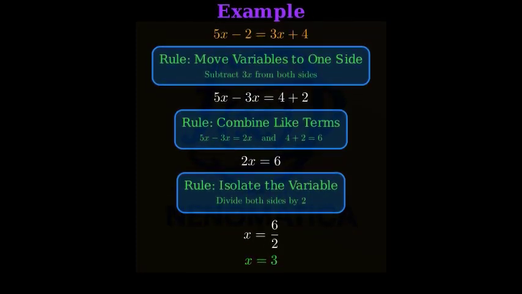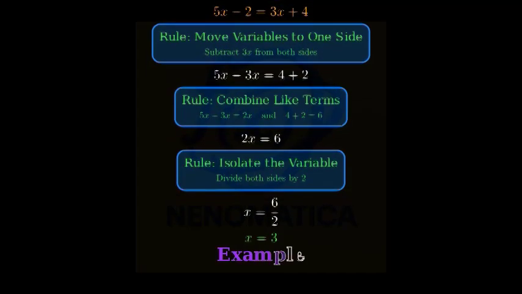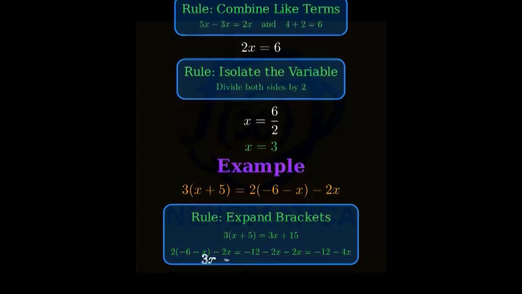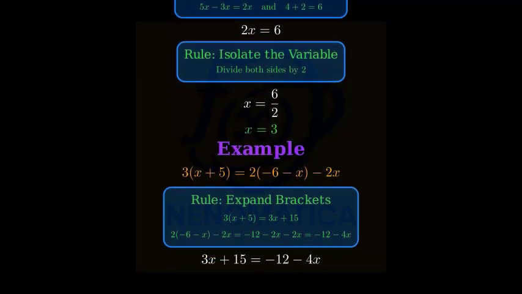Now, let's move on to a more complex example. We have the equation 3 times the quantity x plus 5 equals 2 times the quantity negative 6 minus x, minus 2x. The first step is to expand all the brackets in our equation. On the left side, 3 times the quantity x plus 5 becomes 3x plus 15. On the right side, 2 times the quantity negative 6 minus x becomes negative 12 minus 2x. Then we subtract 2x, giving us negative 12 minus 4x.